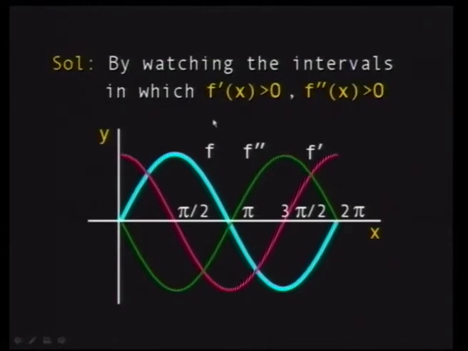And again, since the cosine function from 3 pi by 2 to 2 pi is positive, it tells you that your function is increasing. Here again, it's true. The sign from 3 pi by 2 to 2 pi is increasing.